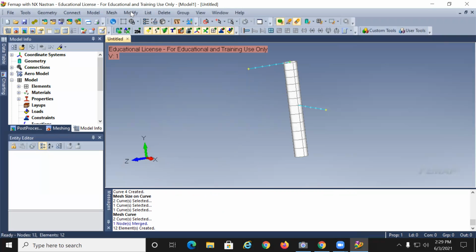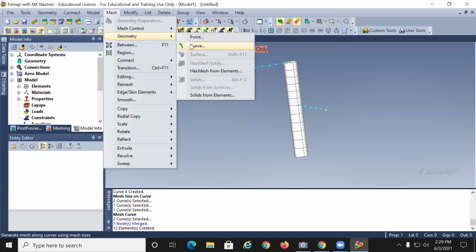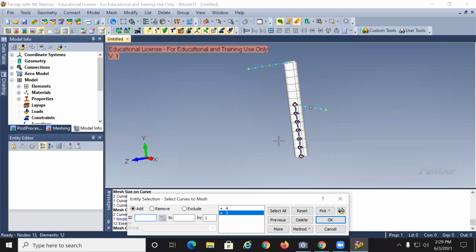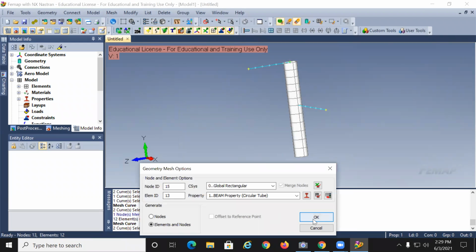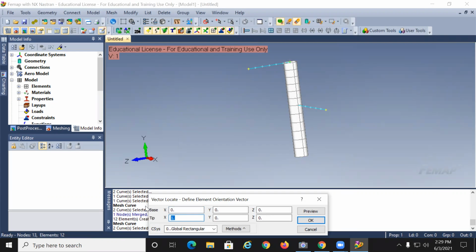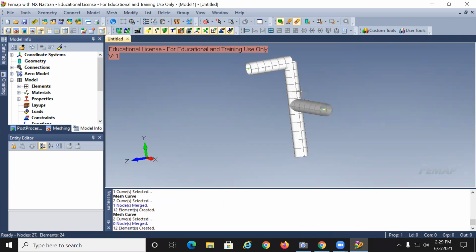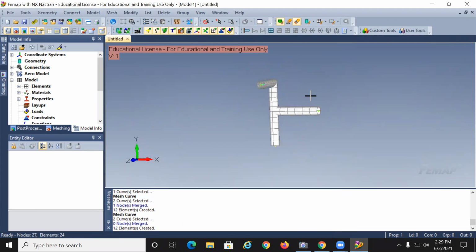Okay. Now we do the same thing with the other ones. Geometry, curve, this one and this one. Now, yeah, the Y can be up. It shouldn't matter. So it's not the X, the Y can be up. So preview, yeah, and okay. So now you see this will be the way it looks. Does that look correct here?